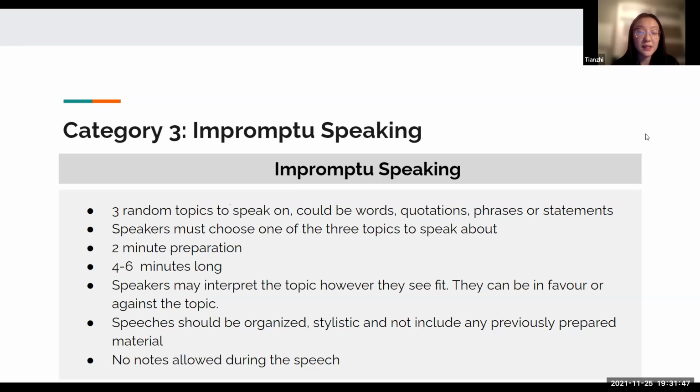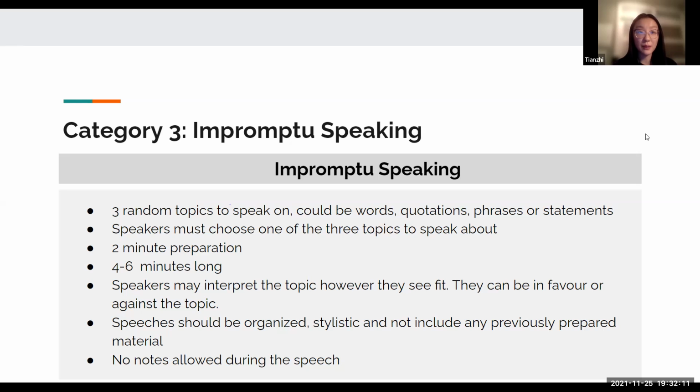How it works is that you have 3 random topics. So you will be given 3 random topics. You do not know what these topics are going to be ahead of time. It could be words, it could be quotations, it could be phrases, it could be statements, literally it could be anything. You're going to get 3 random topics. Your job is to pick one of the 3 topics to talk about.